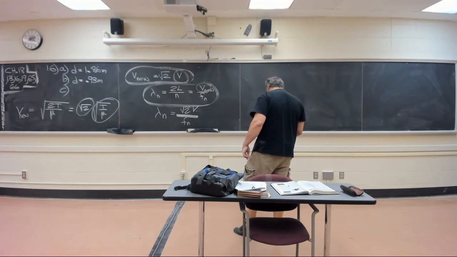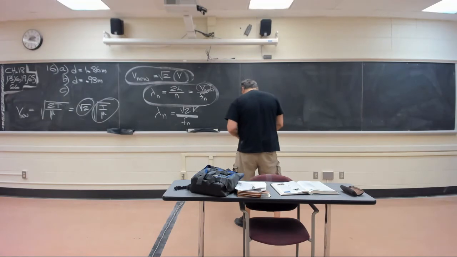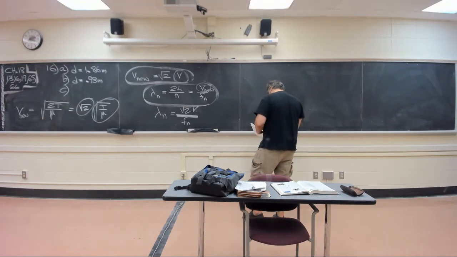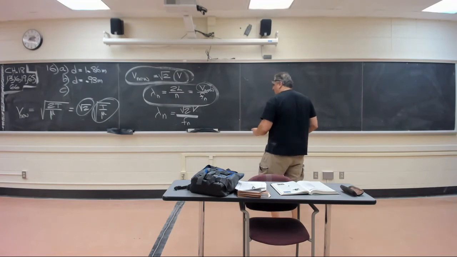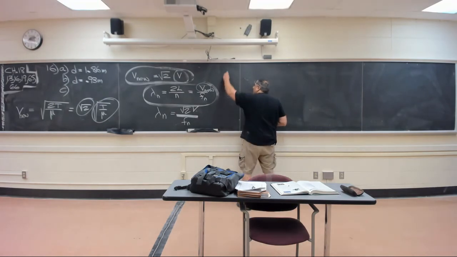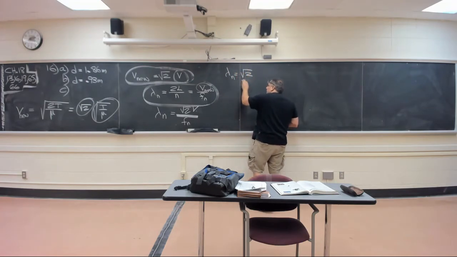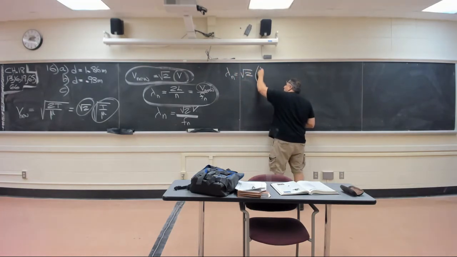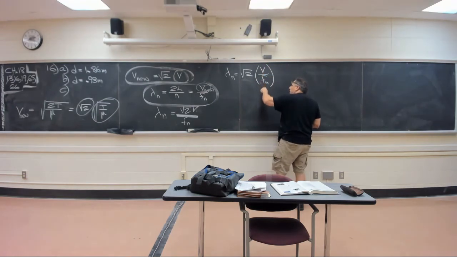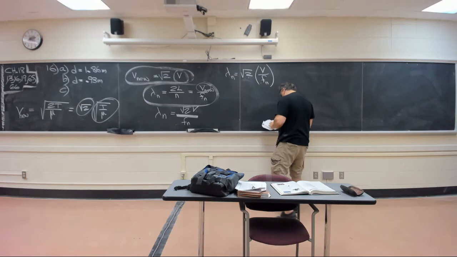Lambda sub n is square root of 2 times larger. So the distance between nodes, D, is square root of 2 times larger. So this gets to be a little messy. I'm not thrilled with it. What the heck does this mean? It means the square root of 2 times V over Fn. Wait a minute. V over Fn we had earlier. This is going to be the square root of 2 times longer.